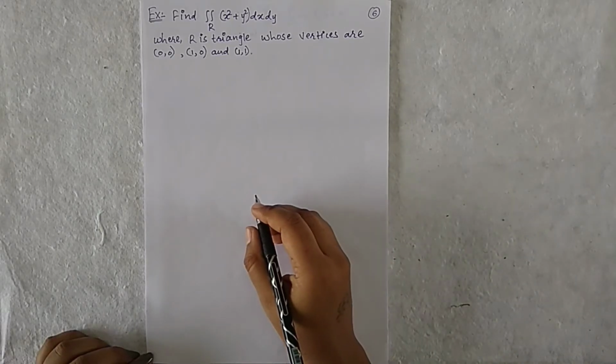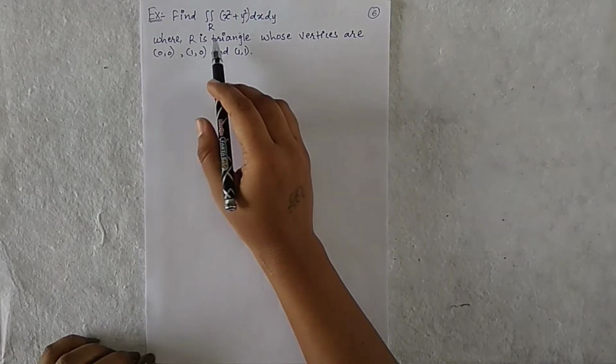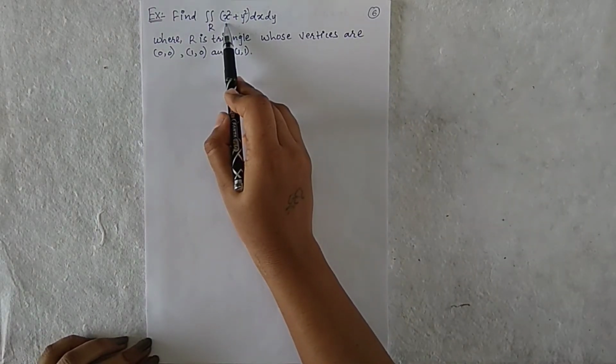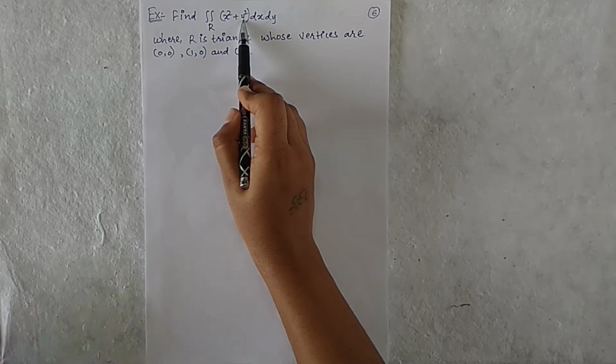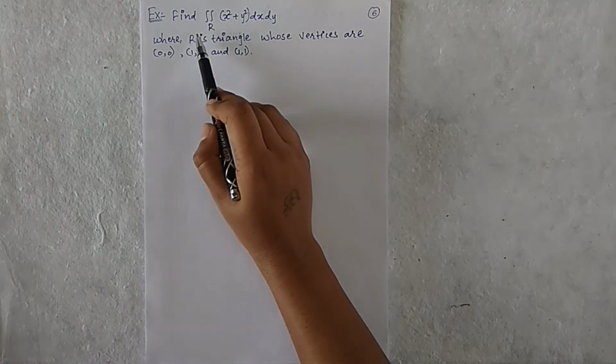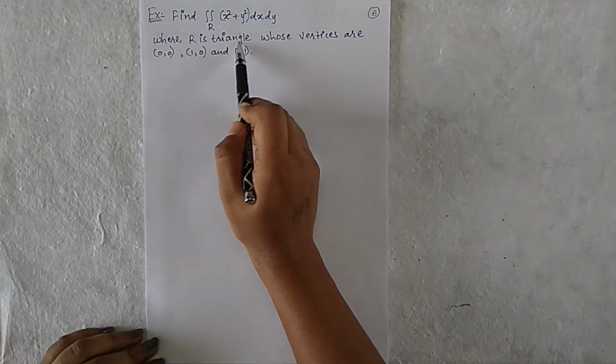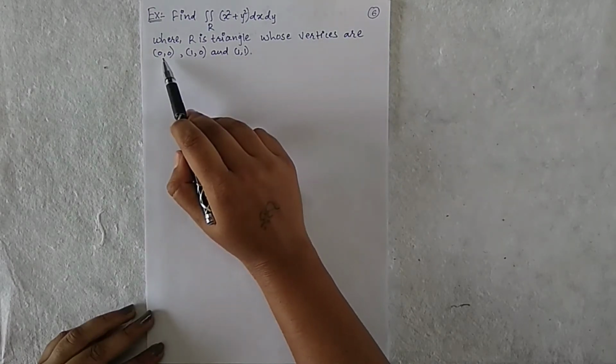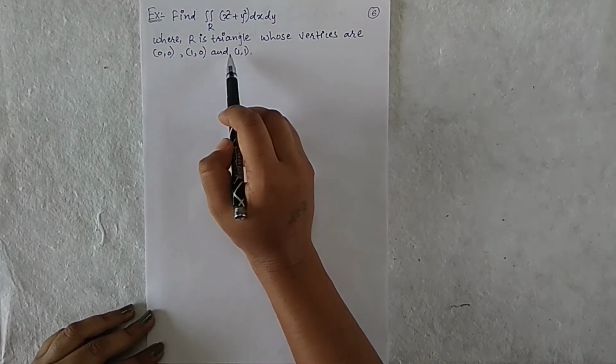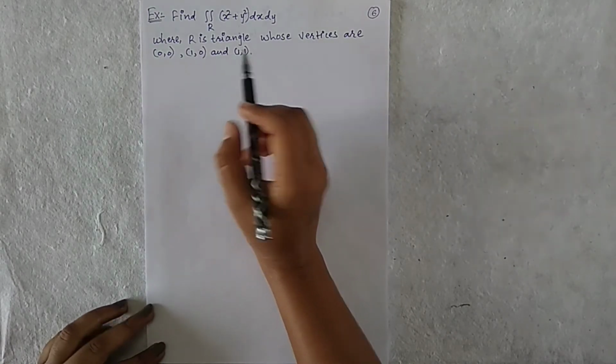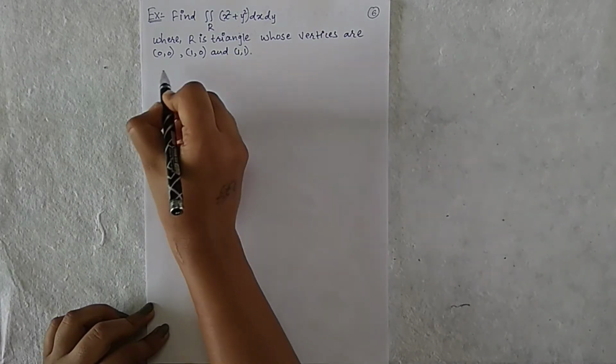Next example is find the double integration over R of the function x square plus y square dx dy, and the region is the triangle whose vertices are (0, 0), (1, 0) and (1, 1). Let us describe the region.